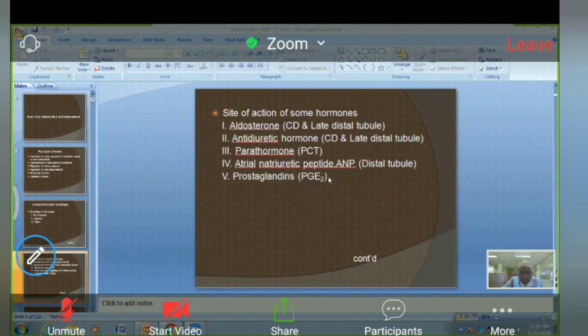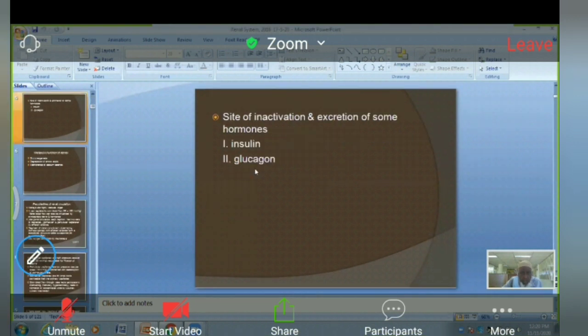Prostaglandins. In the kidney, some important prostaglandins are produced. Notable is PGE2. It is important in the regulation of the renal circulation, that means regulation of blood flow through the kidneys. This is the site of action of some hormones. Some hormones are also inactivated in the kidney. Their number is few.